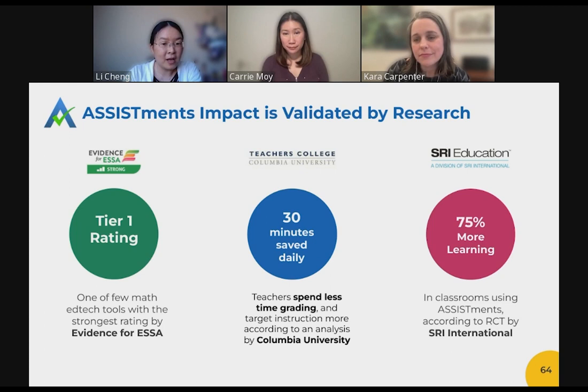ASSISTments also has had a strong impact on students' math learning. An evaluation by 3ie International found that classrooms that used ASSISTments achieved 75% more learning than classrooms that did not use ASSISTments.